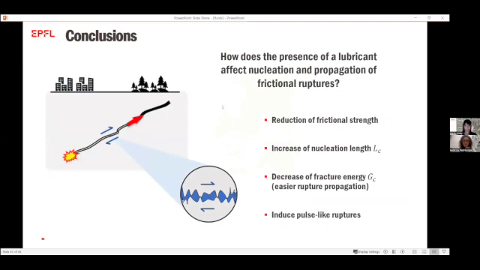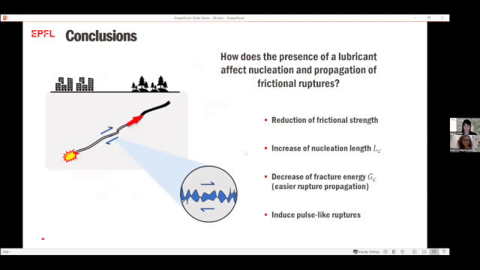So now summarizing what the presence of a lubricant can do for dynamic nucleation and propagation of a frictional rupture. Under mixed lubrication conditions, it can reduce the frictional strength of the fault, meaning easier fault reactivation. It can increase the nucleation length of a rupture. It can decrease the fracture energy, meaning easier rupture propagation, and it can induce pulse-like rupture.